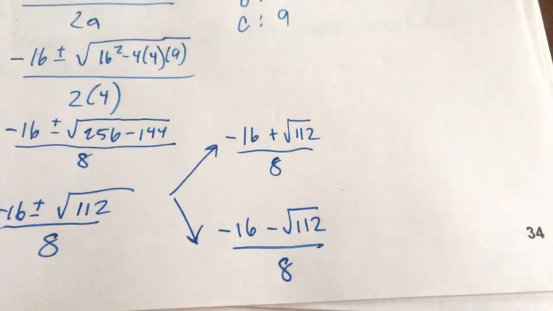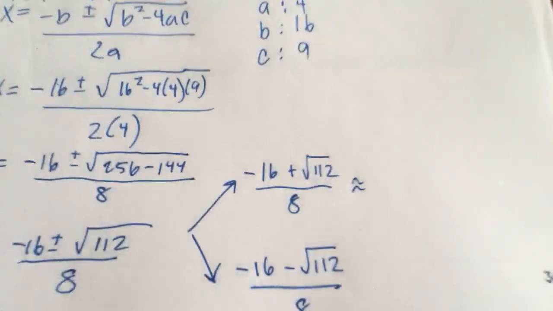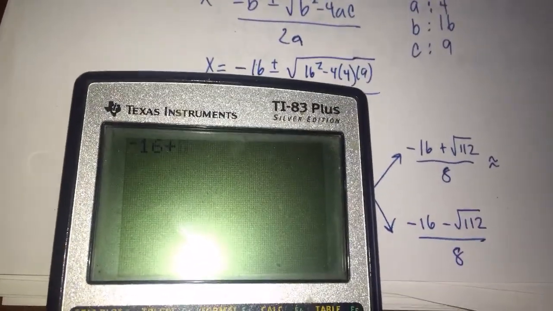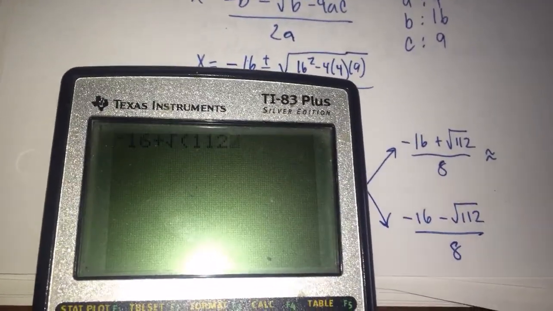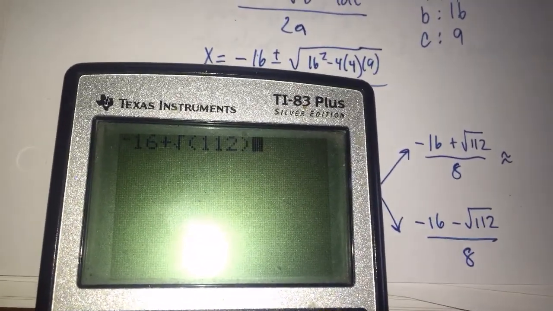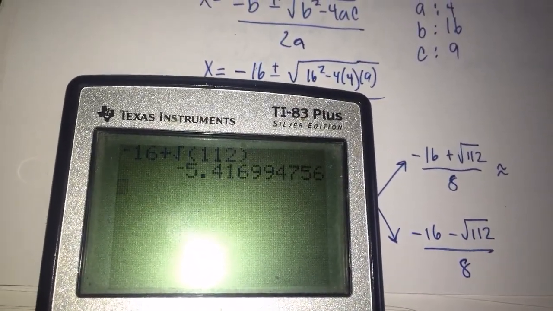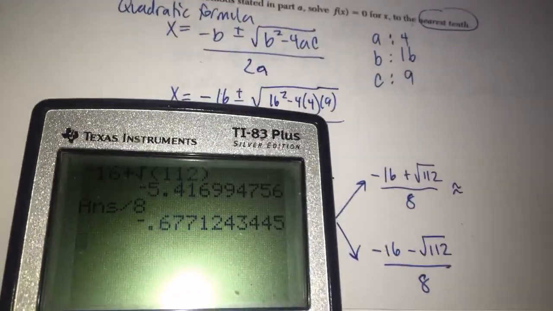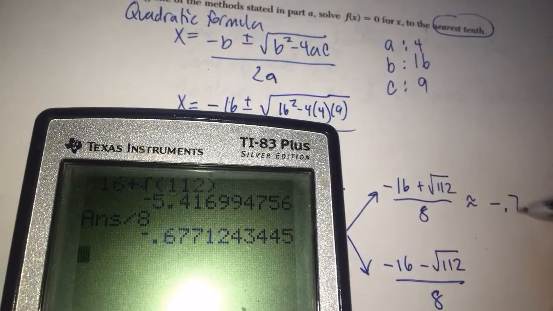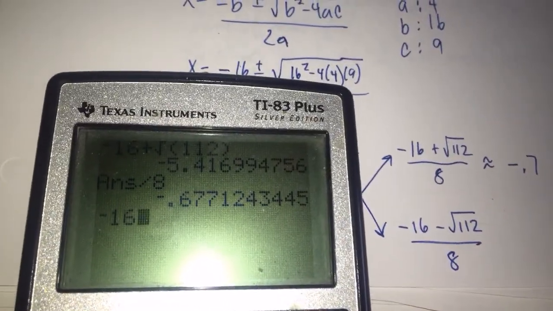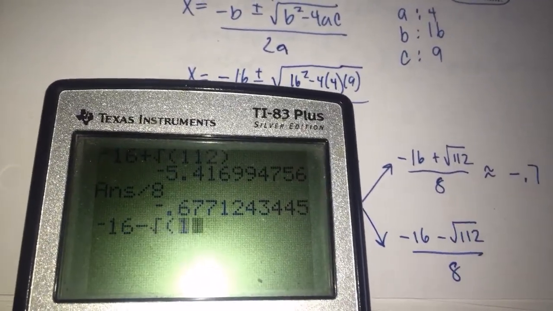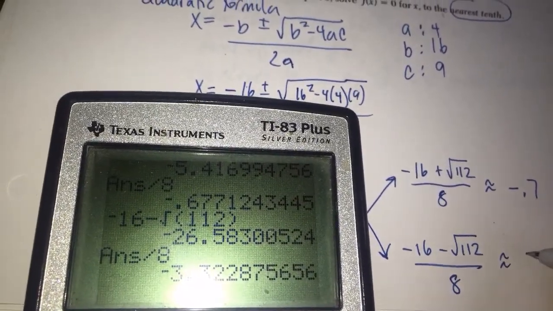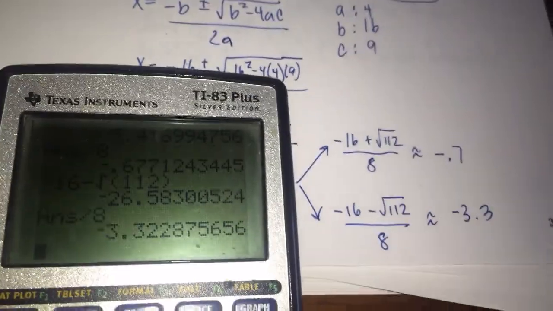I'm going to plug both of these into my calculator. Because people forget to close their parentheses, I would do the numerator first and then divide by 8. They want the answers rounded to the nearest tenth, so I get negative 0.7. Doing the same thing, negative 16 minus the square root of 112, and then dividing by 8, I get about negative 3.3.